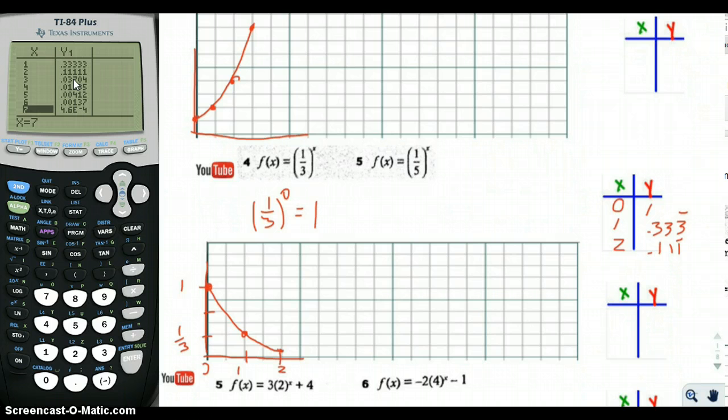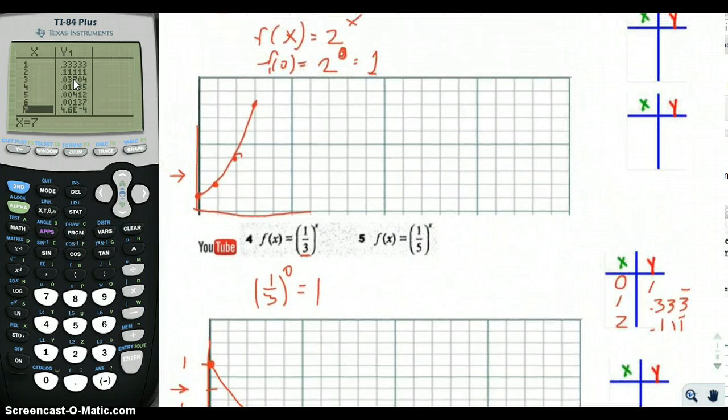Okay, so you can see that this one here goes up, this one here is going down, and the difference is the base. The base being a number smaller than 1 makes it go down. The base being a number larger than 1 makes it go up.